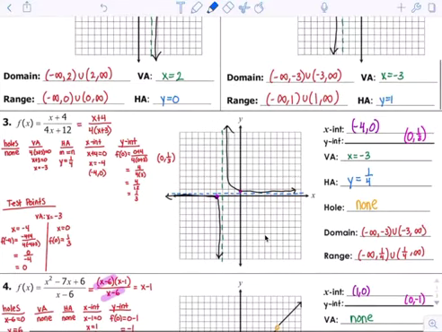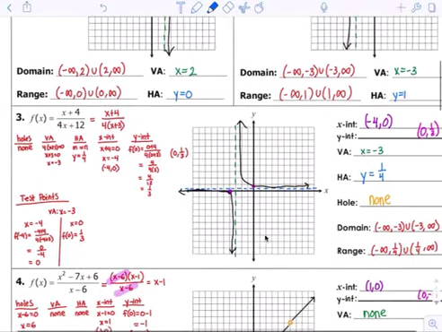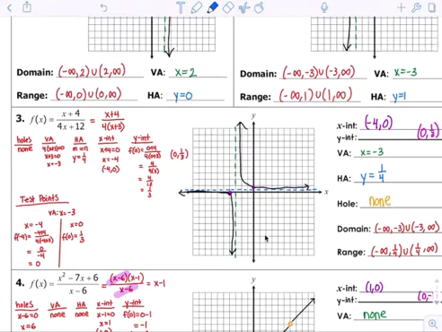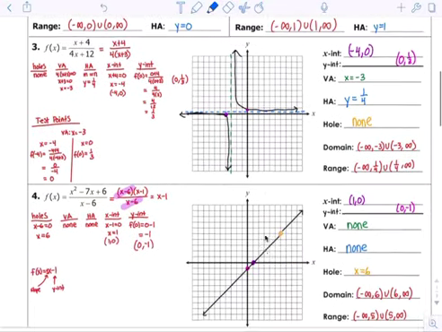And then domain, remember domain is affected by the vertical asymptote and the hole, but we don't have a hole. So negative infinity to negative 3, and negative 3 to 0, union negative 3 to infinity. For range, I look at the hole and horizontal asymptote, but there's no hole. So horizontal asymptote, 1/4. So negative infinity to 1/4, union 1/4 to infinity. And there's number 3.